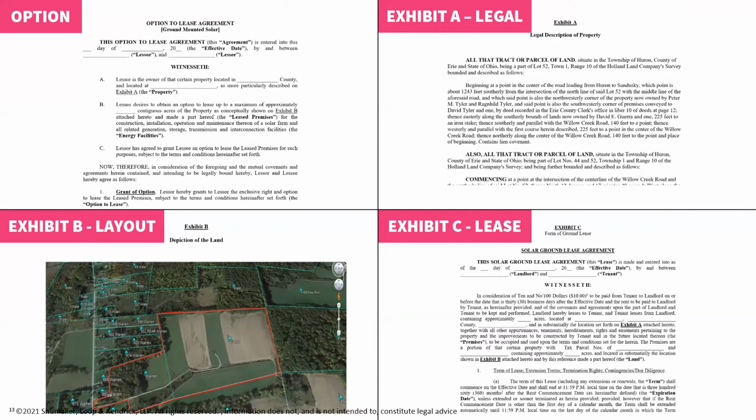The second option is where you have the same option agreement. Your exhibit A is your legal description for the property. Your exhibit B would be the depiction or the layout of the property. But notice that the exhibit C here is the actual lease. So think of this as two agreements all wrapped into one. When the landowner signs the option agreement, they are agreeing to all of the lease terms in exhibit C as well. That way there's no confusion, like everything's done up front. Once the solar developer exercises the option, the parties can jump right into the lease and be done with it. There is no waiting around to negotiate the lease.